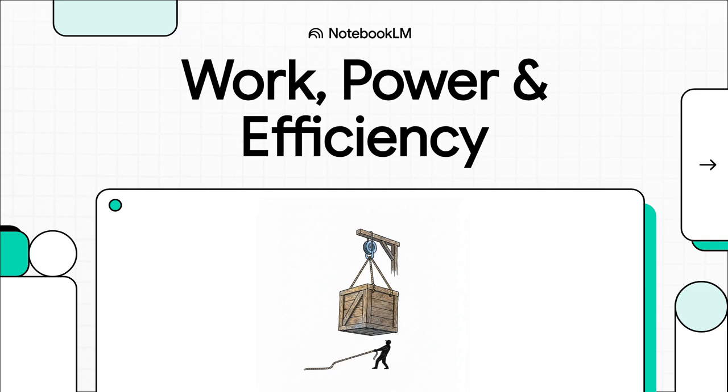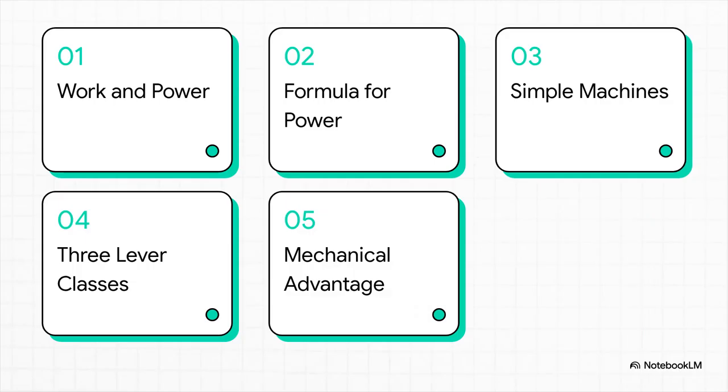We'll look at how energy gets converted into work, how power dictates speed, and how efficiency puts a hard limit on our machines. By the time we wrap up, I promise you'll look at the tools in your garage in a totally different light. Here is our roadmap. 1. Defining work and power. 2. The formula for power. 3. Introducing simple machines. 4. The 3 lever classes. And 5. Calculating mechanical advantage. Let's jump right in.